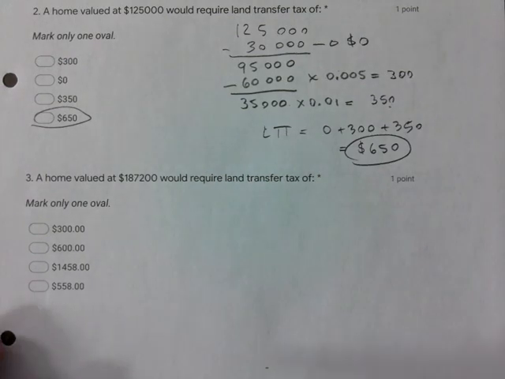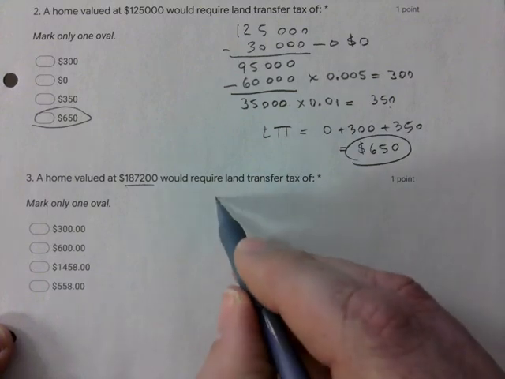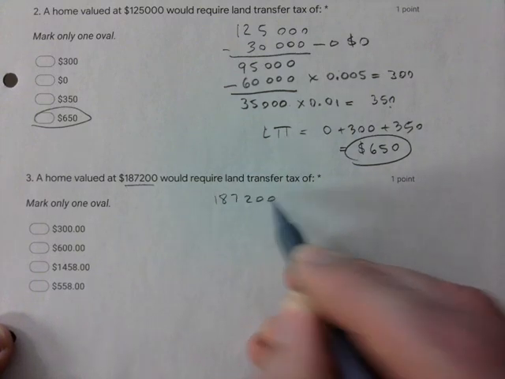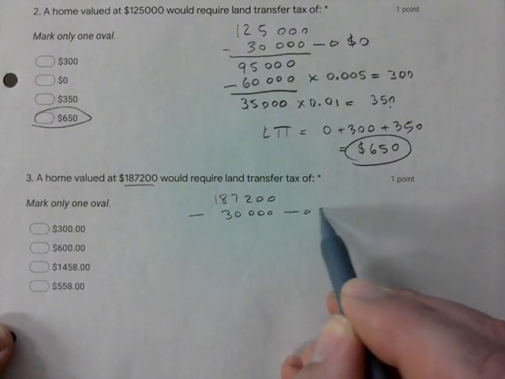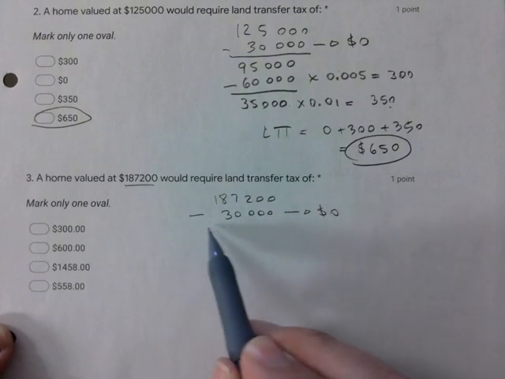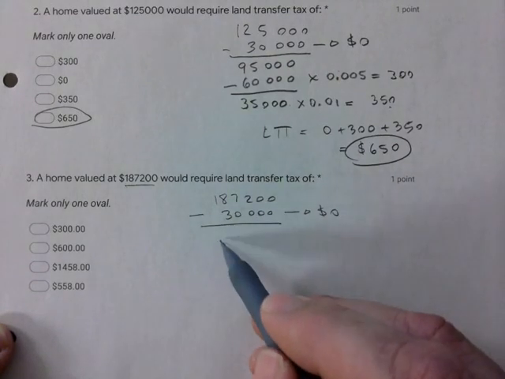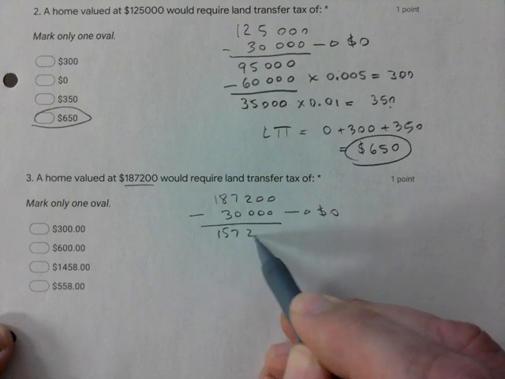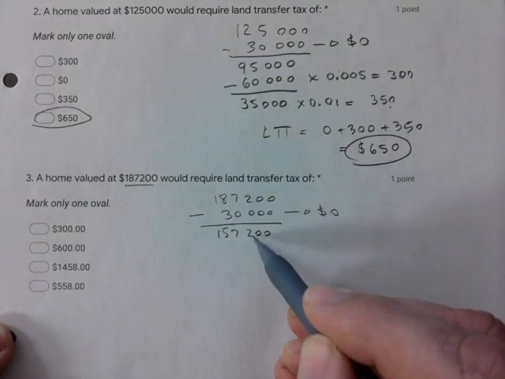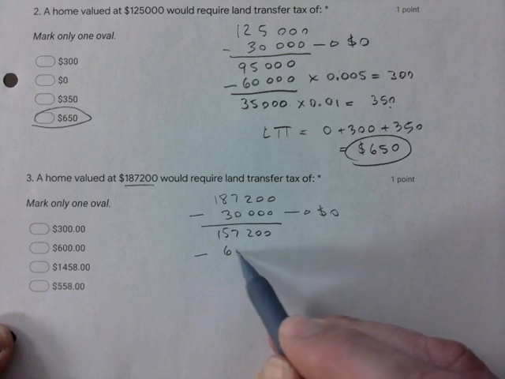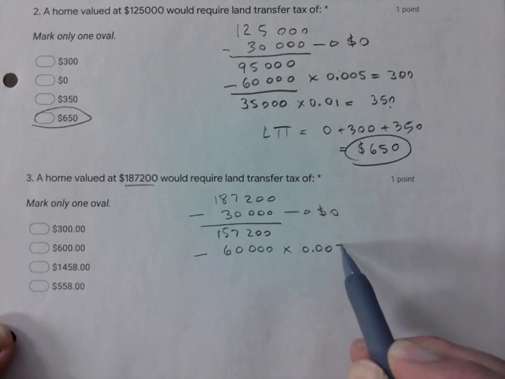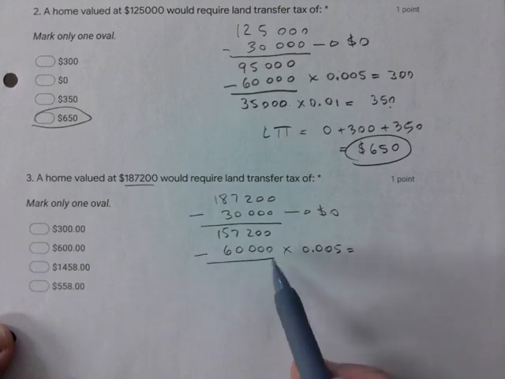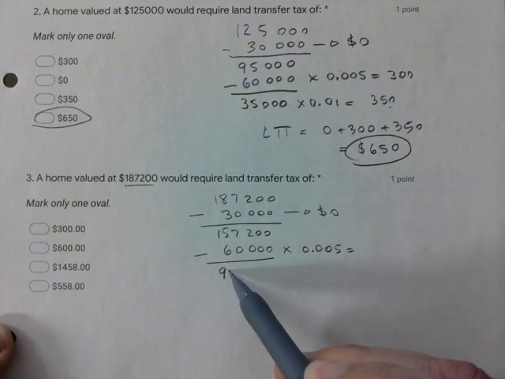All right, one more. Home valued at 187,200. So here we go. How do I do this? I take the 30. I don't pay any taxes on it. Don't multiply it by 0 because it's going to be 0. You're left with 157,200. Don't drop the 200, it's very important. The next amount to subtract is 60,000 again. You pay 5% on that. You subtract, you're down to 97,200.